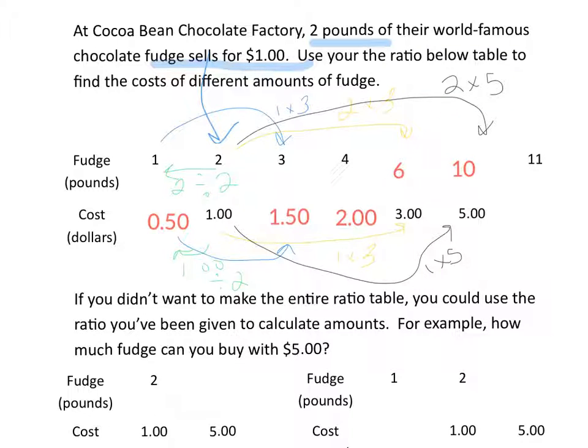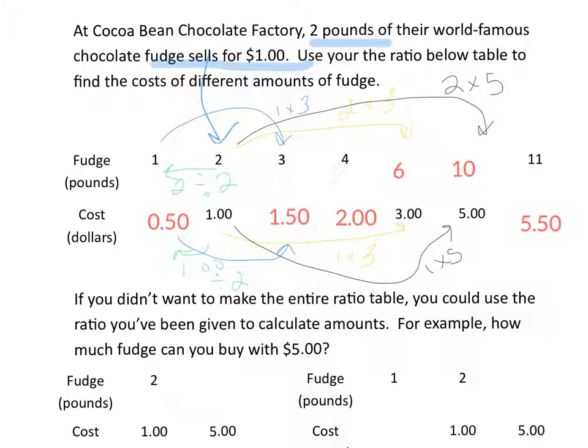Or you could have said that I know 2 pounds are $1. $1 to get to $5, multiply by 5. So multiply the amount of pounds by 5. Any of those cases. Then for 11, we know that our pattern says, hey, if our pounds go up by 1, that means our amount of money is going to go up by 50 cents.